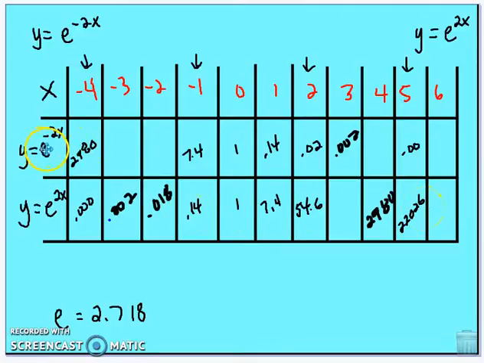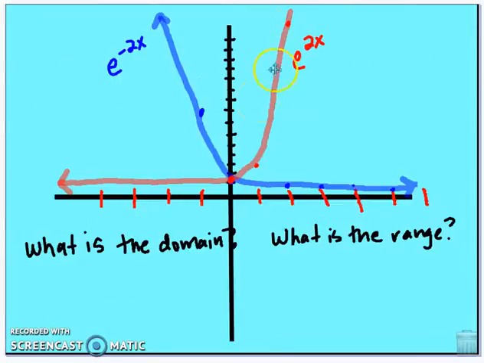So with our function, just because the base is e doesn't mean it has to be exponential growth or decay. You can see when the exponent applied to e is negative, the function is a decay function, and when it's positive, it's a growth function. So let's take a look at e to the 2x graphically. These are approximations. So e to the 2x is in red here, and e to the negative 2x is in blue. So we're going to ask ourselves, what is the domain?